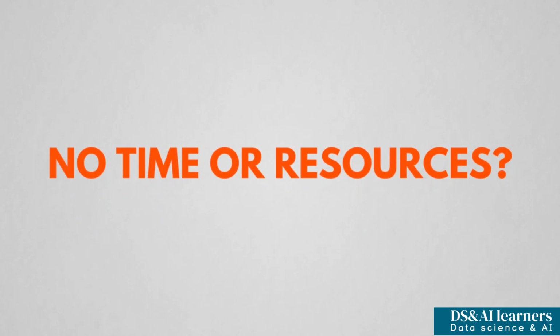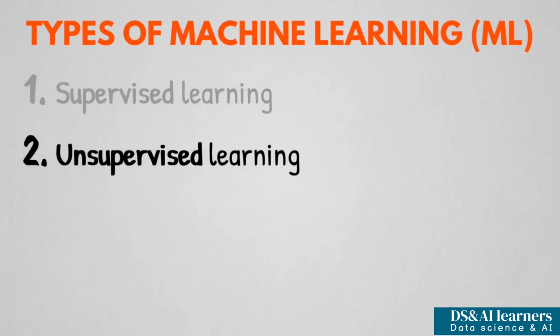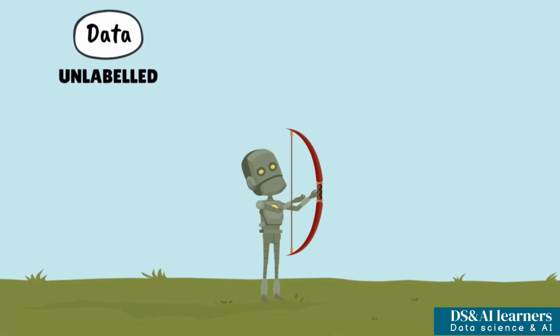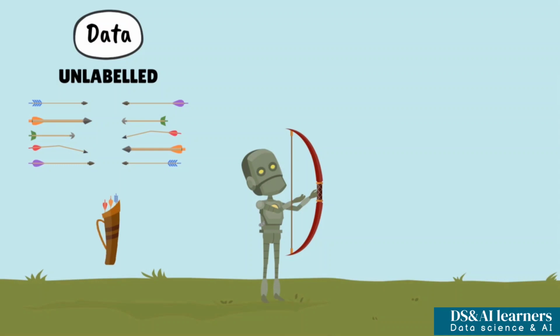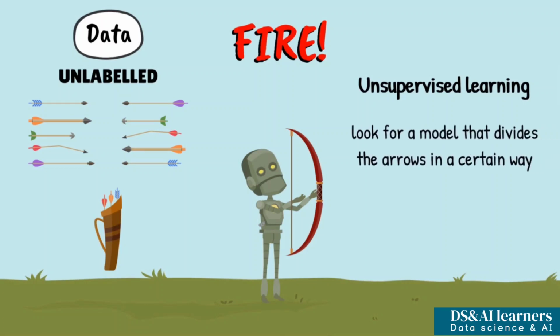In practice, though, it might happen that you won't have the time or the resources to associate the arrows with targets before giving them to the robot. In that case, you could apply the other major type of ML, unsupervised learning. Here, you will just give your robot a bag of arrows with unknown physical properties, unlabeled data. This means neither you nor the robot will have separated the arrows into groups. Then, you'd ask the machine to simply fire in a direction without providing it with targets. Therefore, in this case, you won't be looking for a model that helps you shoot better. Rather, you'll be looking for one which divides the arrows in a certain way.